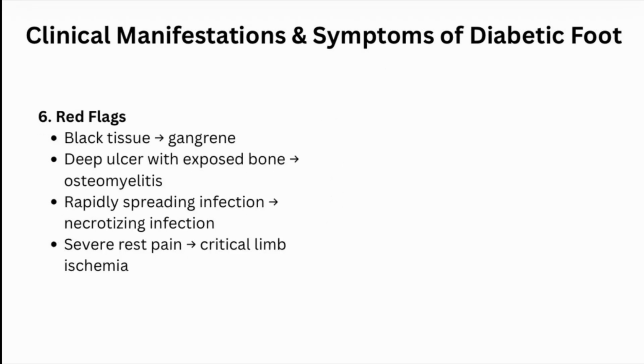Finally, it is very important to recognize red flags. Black tissue suggests gangrene. A deep ulcer with exposed bone raises concern for osteomyelitis. Rapidly spreading infection may indicate a necrotizing infection. And severe rest pain is a sign of critical limb ischemia. These findings require urgent medical attention.